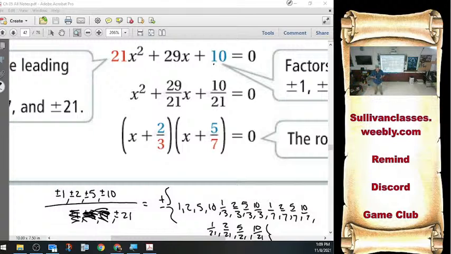Now, 32 things is a lot to guess and check. But 32 things is better than infinite. Like if I just said, hey, solve this, do synthetic division until you get the thing. How many of you are going to think of negative 5/7? Will you ever just guess that number? Probably not.